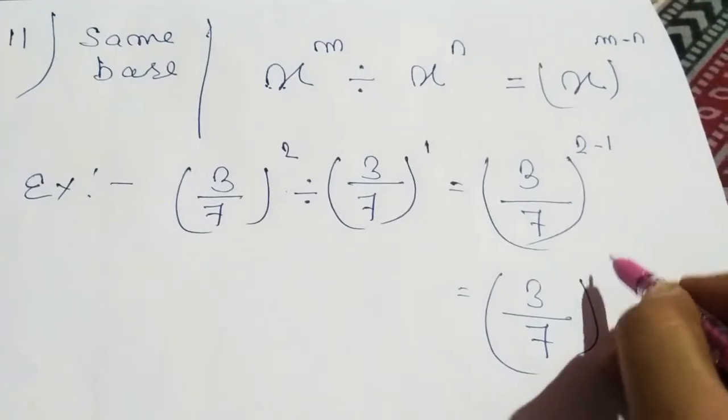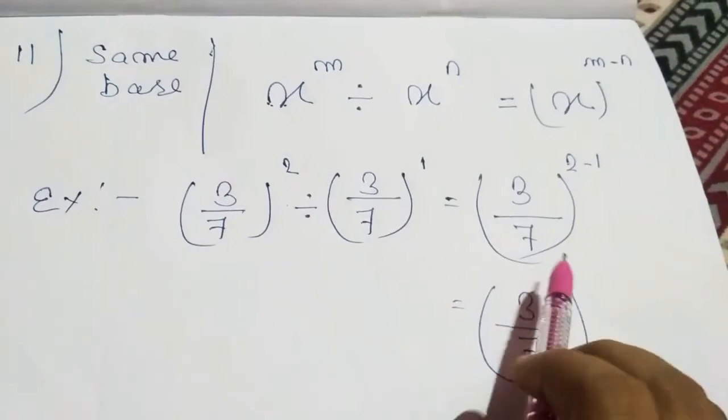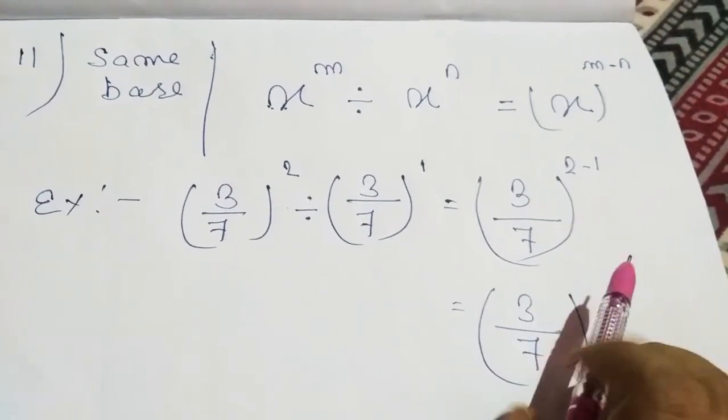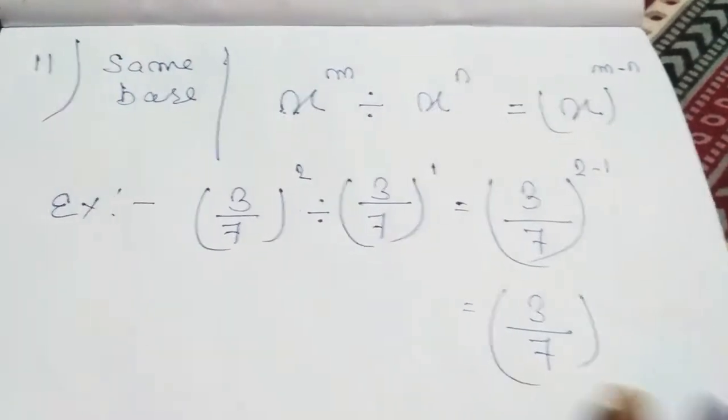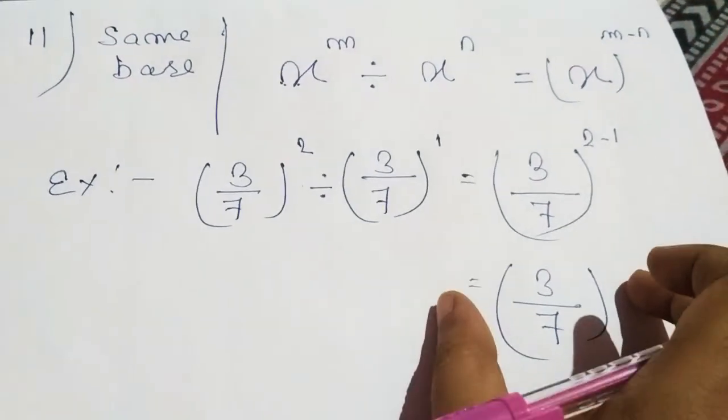You can give here 1 or just leave it. That means nothing here. This means 1 is the power, 1 is the exponent. Okay, so this is the exponential.